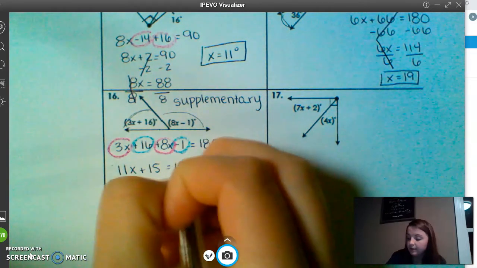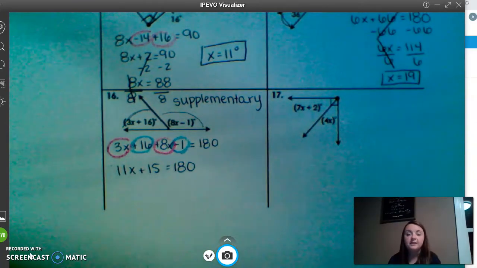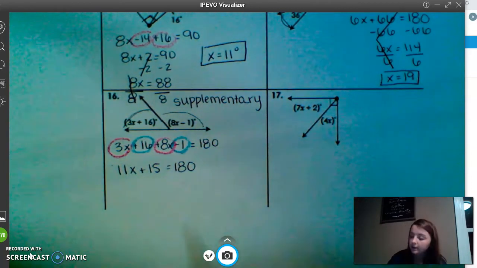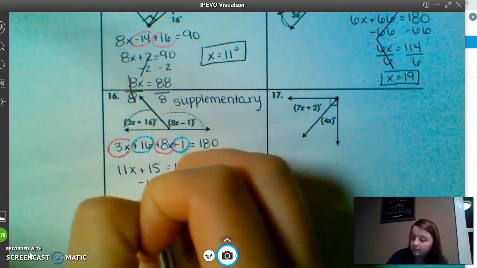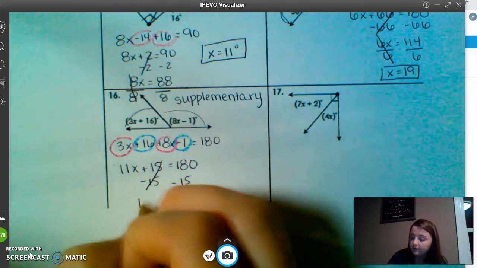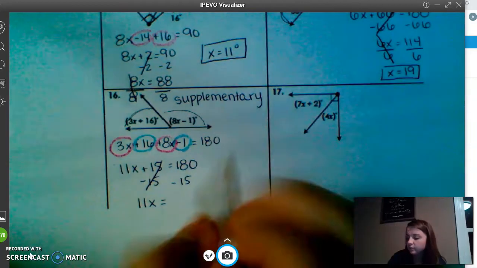And that equals 180. Well, after we get those like terms together, now we're just sitting at a two-step equation that you know how to solve. I know you know how to do that. So I would subtract 15 from both sides. And then I've got 11x equals 165.